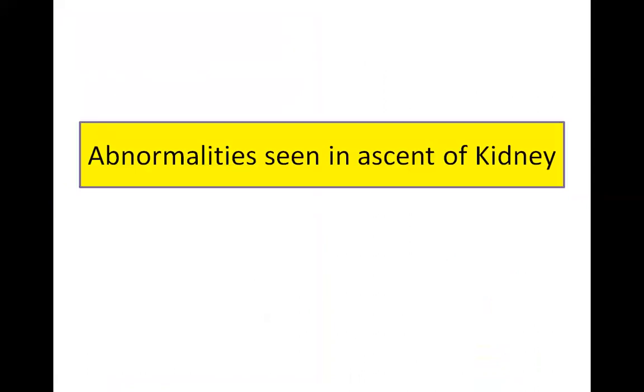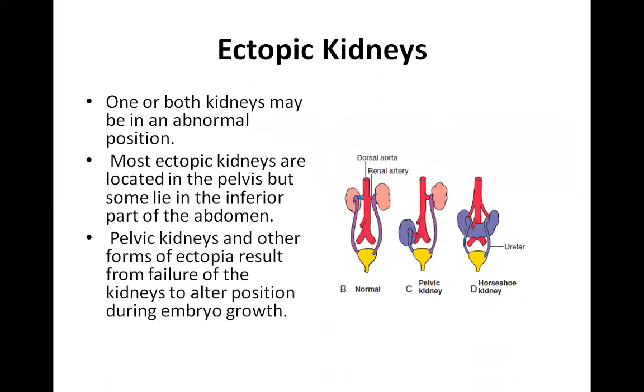Now there are certain anomalies seen in the ascent of the kidney. The first one is the ectopic kidney. So when one or both kidneys may be abnormal in position. Most ectopic kidneys are located in the pelvis, but some lie in the inferior part of the abdomen as well. So pelvic kidneys and other forms of ectopia result from the failure of the kidneys to alter position during embryo growth. So when there is failure of ascent of the kidney, it will lead to a condition known as ectopic kidneys.